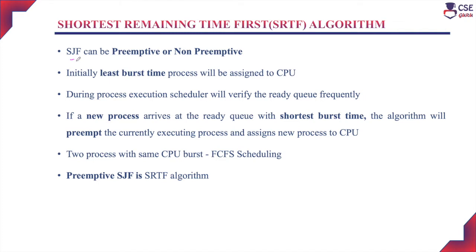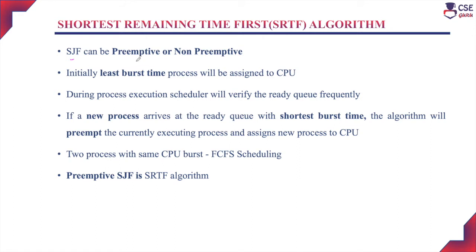If you are considering SJF scheduling, it can be a preemptive scheduling or non-preemptive scheduling. Suppose all the jobs are available in the ready queue before assigning any process to the CPU for execution, then the SJF algorithm will implement a non-preemptive scheduling. The preemptive decision takes place when the ready queue is updated frequently with newly arrived processes.